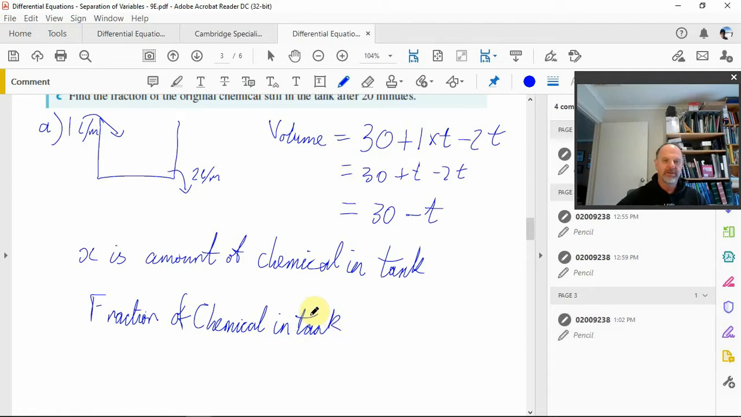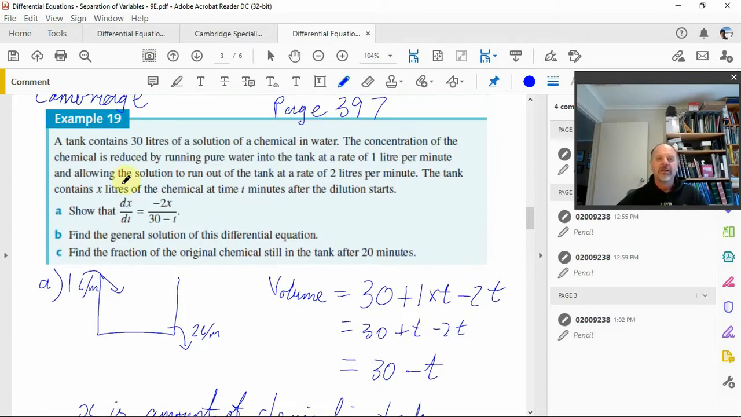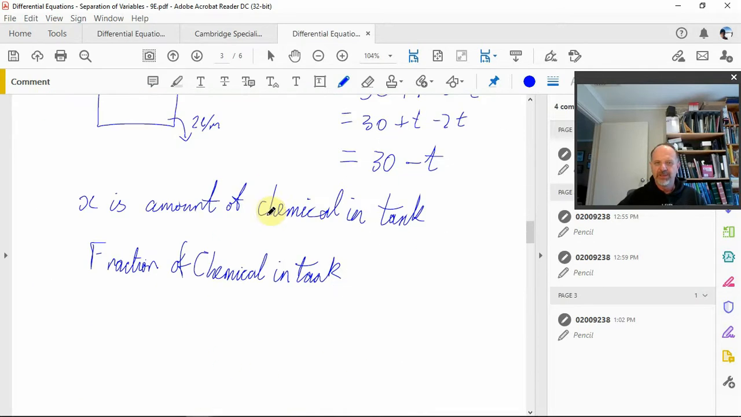All right, up here it says that the tank contains x litres of the chemical at time t. So the fraction of it then would be how much you've got, x litres of chemical, but we've also got some water in there as well. And so what's the actual volume? Total volume. So the fraction of the chemical is a fraction of the total volume. So how much chemical over the total volume, which we figured out up here to be 30 minus t.